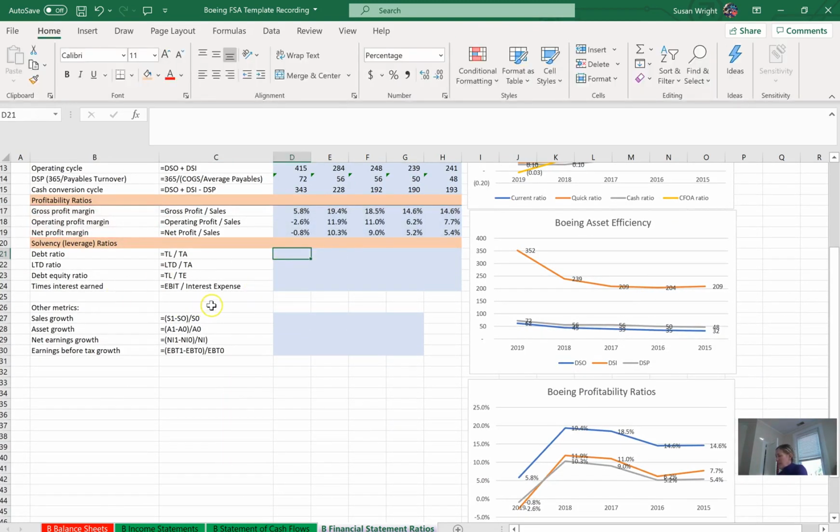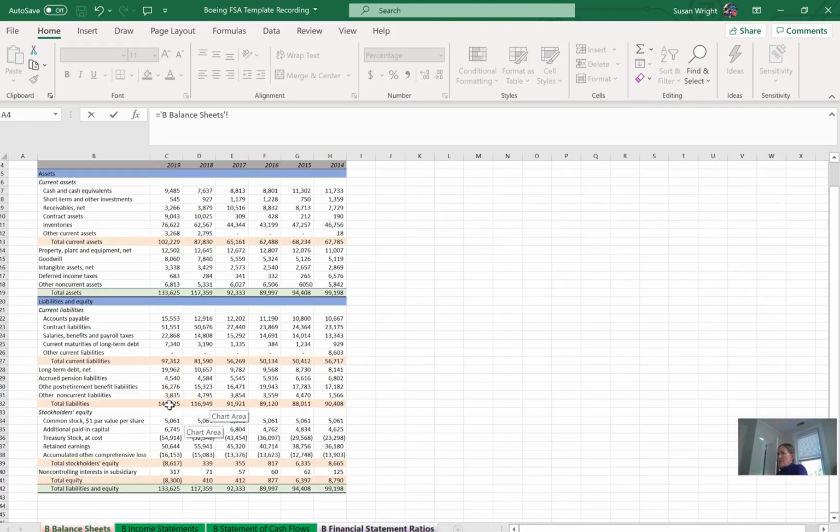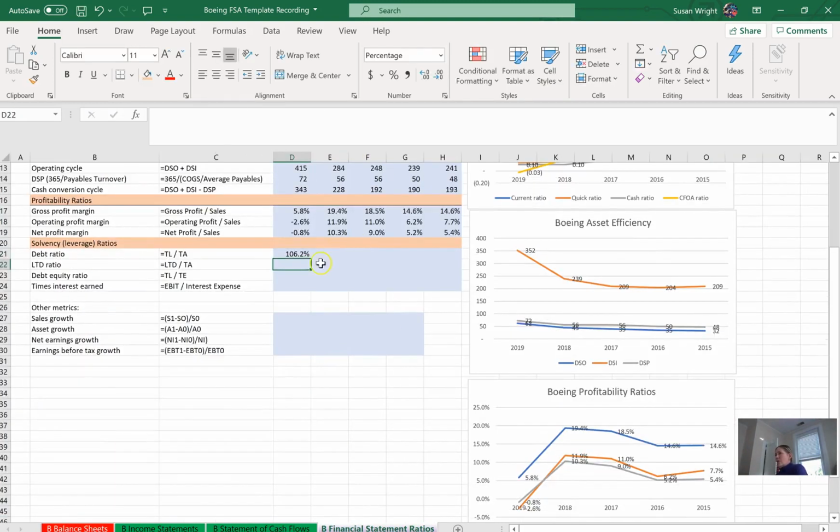All right, let's take a look at solvency. So remember, this is total liabilities over total assets. So total liabilities divided by total assets. Okay, not good. They have more liabilities. That means they have 106% liabilities to assets, more liabilities than assets. And they were running this really high, just like Lockheed Martin does, right? No surprise. Now let's look at the long-term debt ratio.